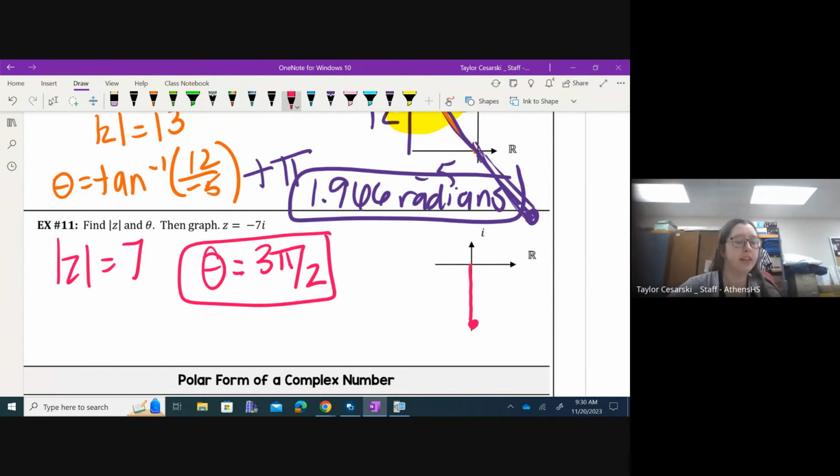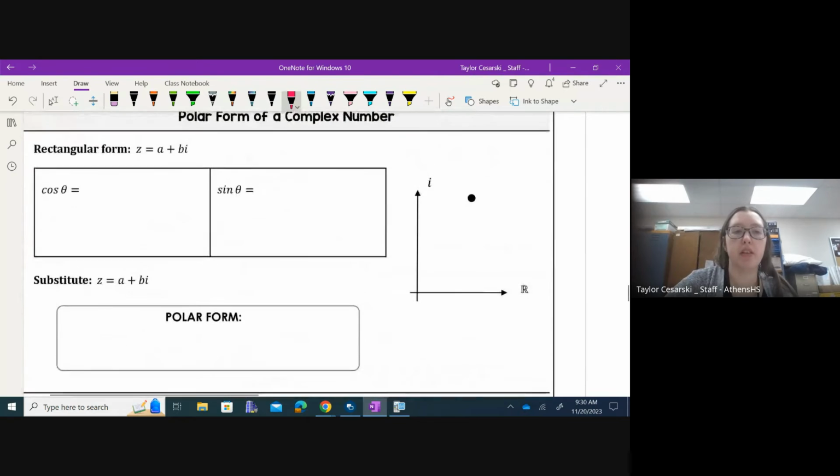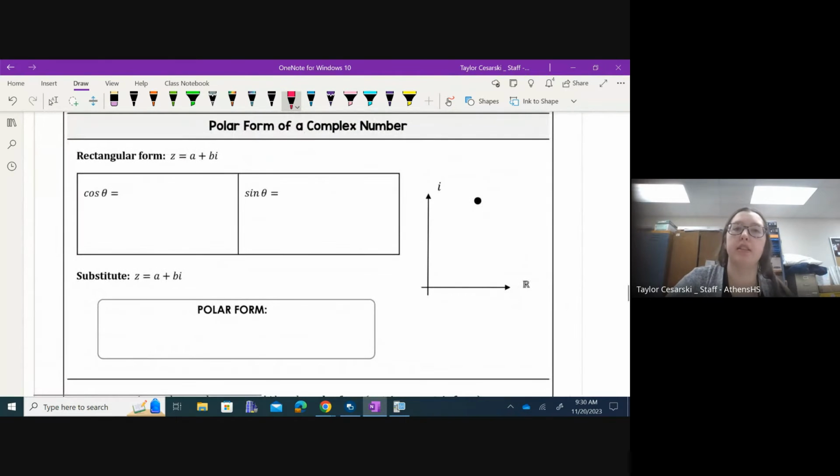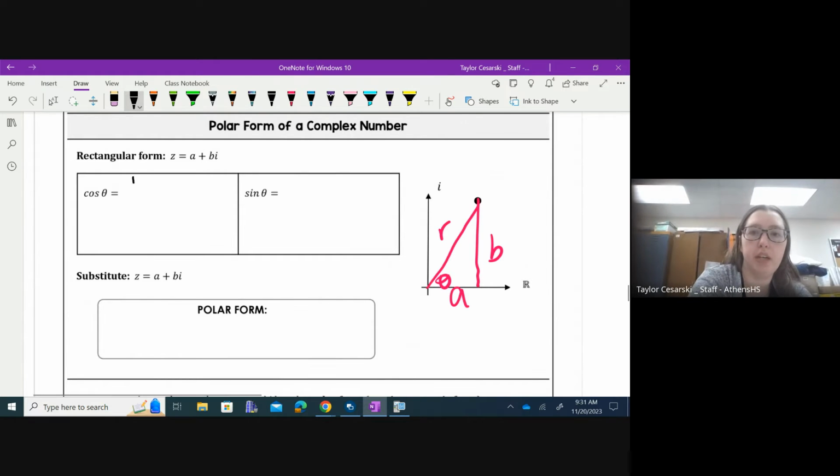Okay. All right, now we're going to look at something that looks kind of scary, I'll be honest, but it's actually not too bad. It's called the polar form of a complex number. So we know if I have something like this, and I have a, b, this is theta, and this is r, my radius. Hopefully you know that cosine is adjacent over hypotenuse, so that would be a over r.